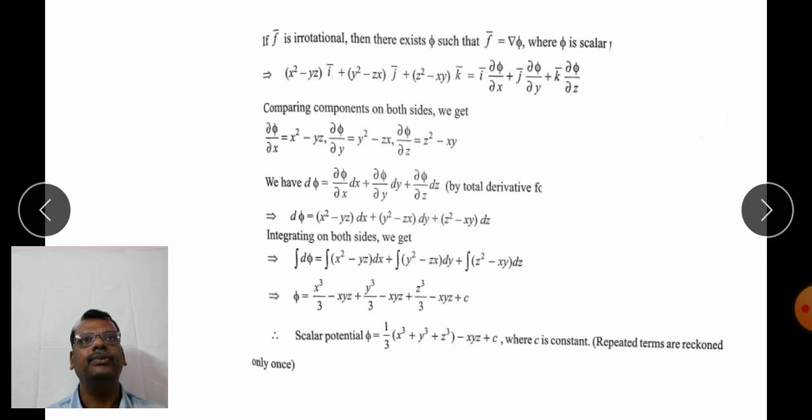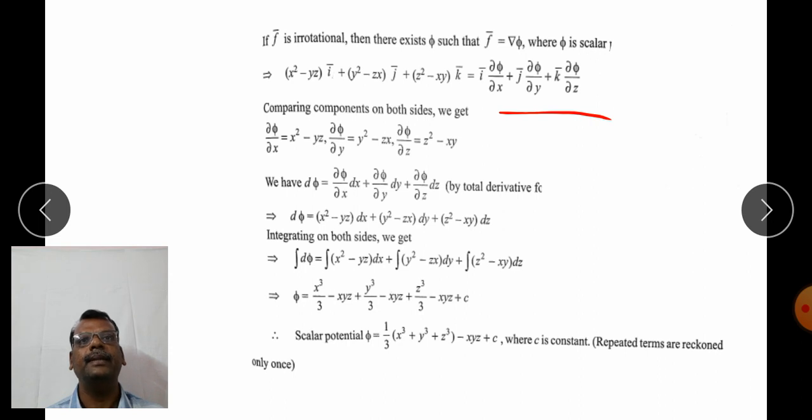Now, for that, we have to take F bar is equal to del pi. F bar is equal to x square minus yz I bar plus y square minus zx j bar plus z square minus xy k bar, and del pi is nothing but grad pi. Grad pi is equal to I dou pi by dou x plus j dou pi by dou y plus k dou pi by dou z.